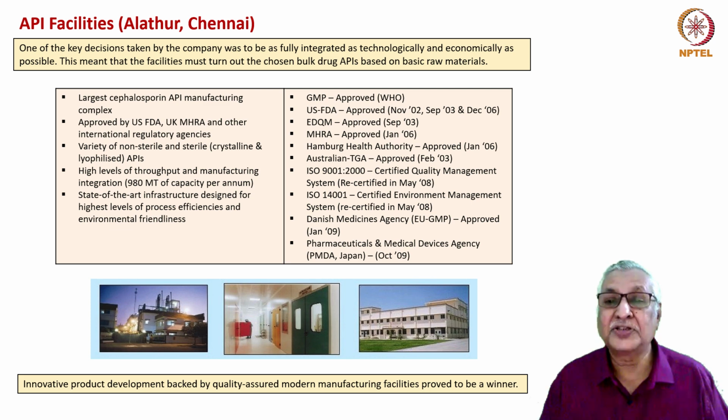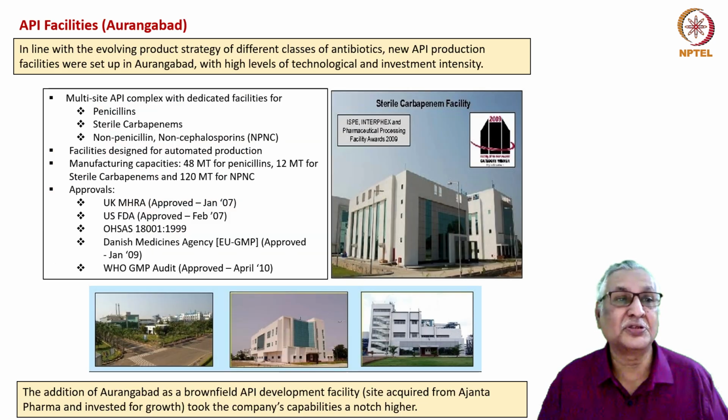You can see on the right side various approvals that have been secured from international regulatory authorities, leading among which were the US FDA approval series and the MHRA approval series. Innovative product development backed by quality assured modern manufacturing facilities proved to be a winner for Orchid's API business. The API facilities at Aurangabad were even more modern.